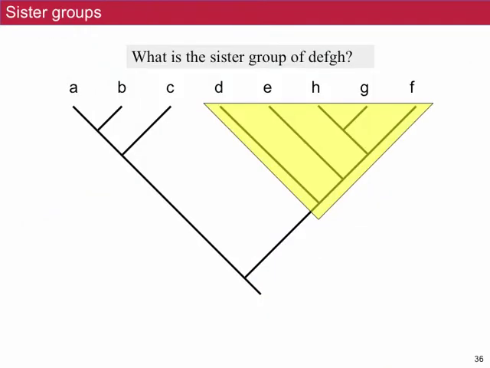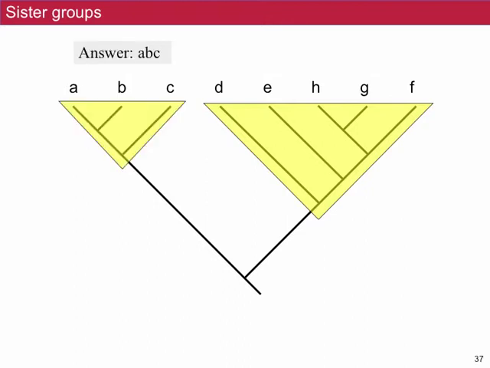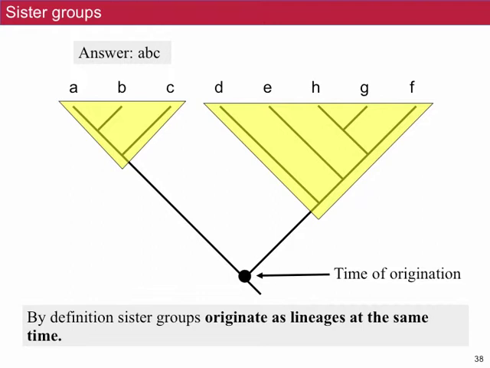Okay, so another practice question before we get into characters. What is the sister group of this clade D, E, F, G, H? Yeah, ABC, right? So you go back to the last node below the group, and you ask, what is the other descendant of that node? And there it is. Another way of thinking about this is that sister groups originated at the same split event. When a single lineage splits into two, that's when any particular set of sister groups originated relative to each other.